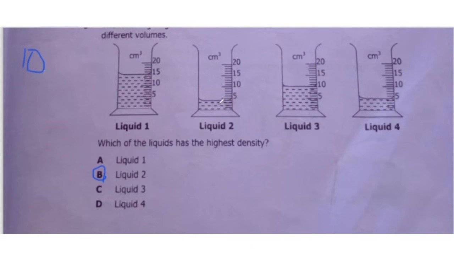So this liquid has higher density than this one, and this liquid has higher density than this one and this one. But liquid 2 has the highest density of all the other three. Its density is higher than liquid 1, liquid 3 and liquid 4. So the one which has the highest density is liquid 2.